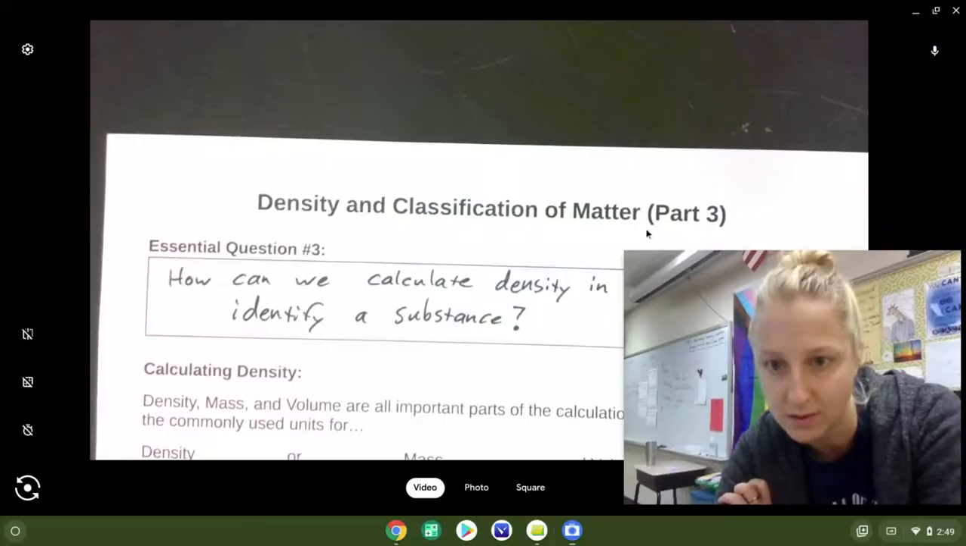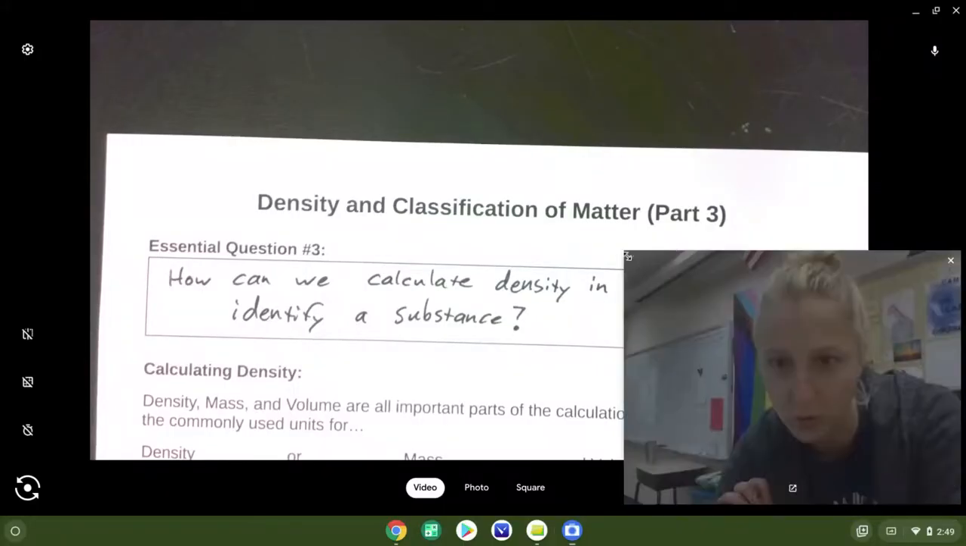So let me make my face a little bit smaller here so it's less in the way. Oops.